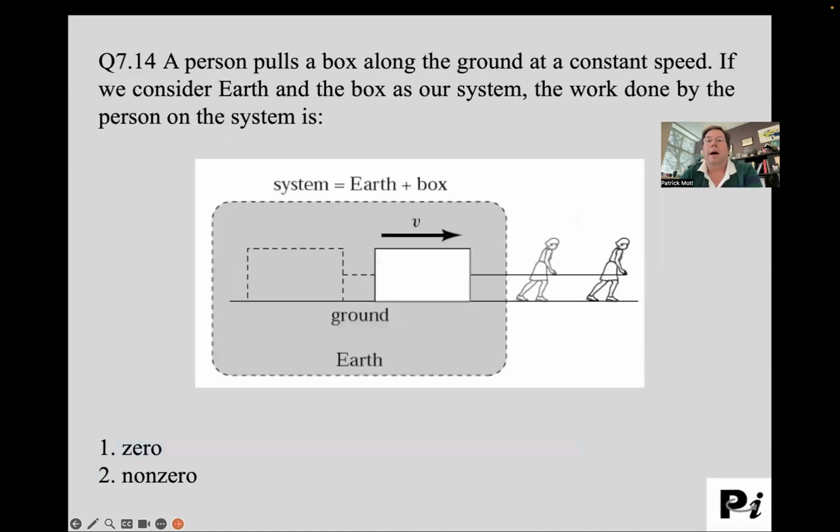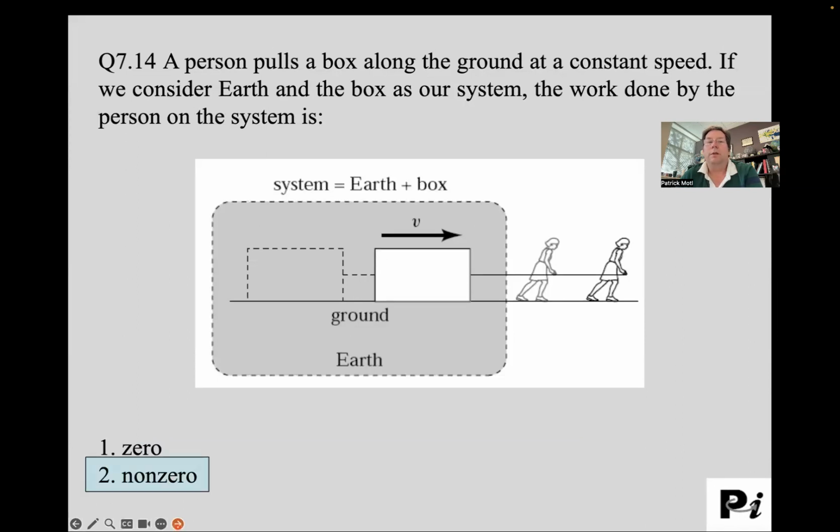So a person pulls a box along the ground at constant speed. If we consider the earth and the box as our system, is the work done by the person on the system zero or non-zero? Think about what you think the answer is, talk it over with your physics neighbor, and then let's go through it together.